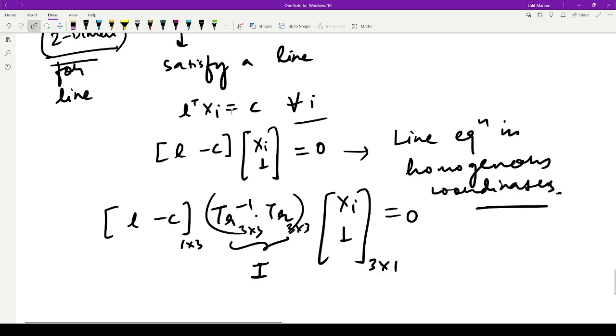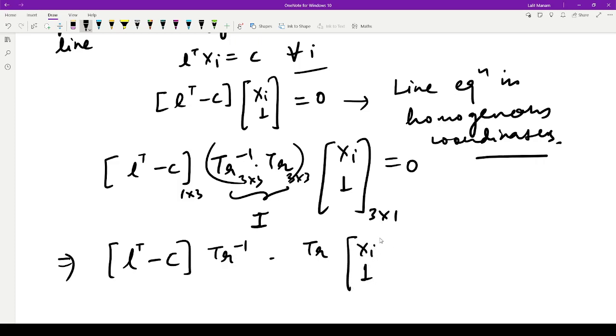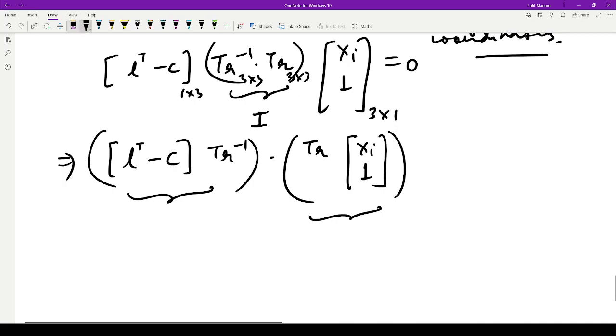Okay. So now given this, we will just rewrite it as L minus C. I should write it as L transpose for notation consistency. I can write it as transformation inverse into this transform. This is another thing. I'll separate these two things out. So this is a row vector out here, and this is a column vector out here. Okay. So given these two vectors, this also represents the same line. Do you agree? In the transform coordinates.